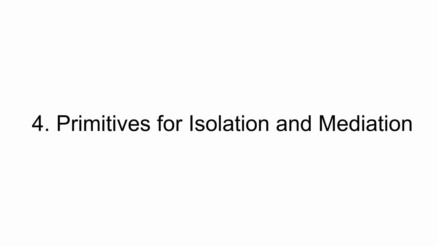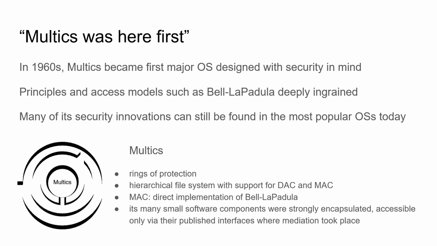Now that we've seen the principles and the models for control of the information flow in our system, the access models, now it's time to look at the primitives that are needed to provide isolation and mediation in our operating systems and hypervisors. And that's what we're going to look at next. Before we begin, I want to emphasize that this is not new either.